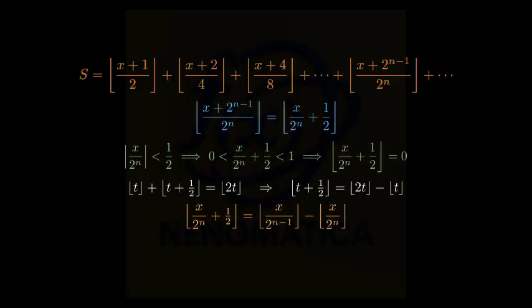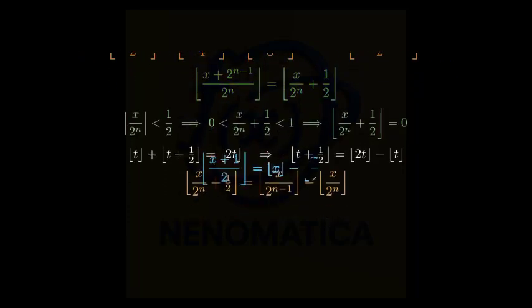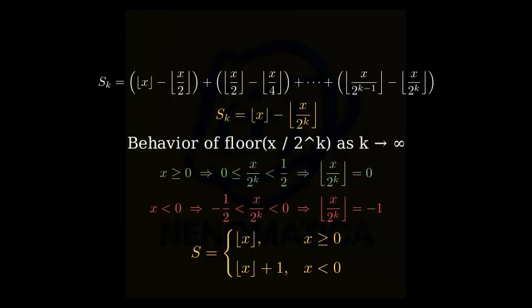Let's rewrite the first few terms using the identity, so we see the cancellations. For n equals 1, we get floor of x minus floor of x over 2. For n equals 2, floor of x over 2 minus floor of x over 4. For n equals 3, floor of x over 4 minus floor of x over 8. Notice how everything in the middle cancels, leaving just floor of x minus floor of x over 2 to the k for the first k terms.